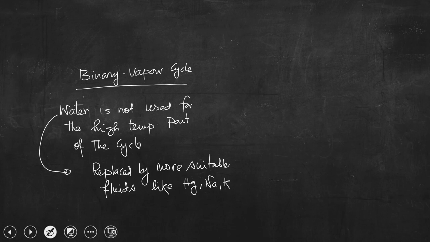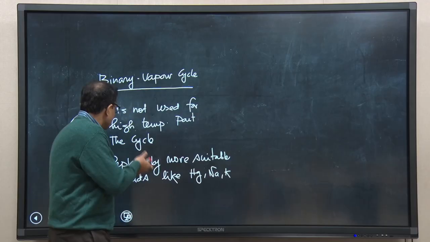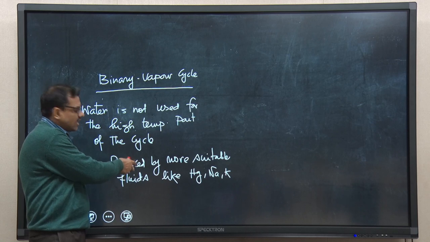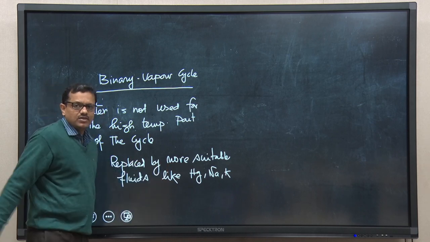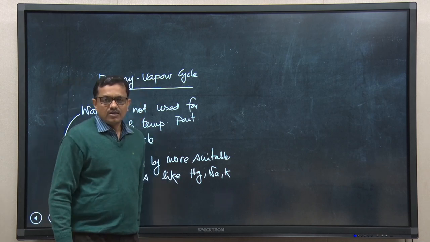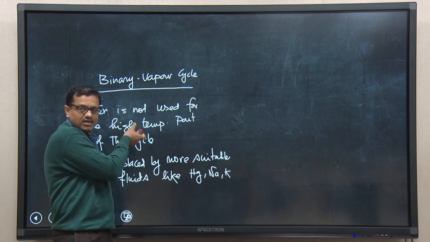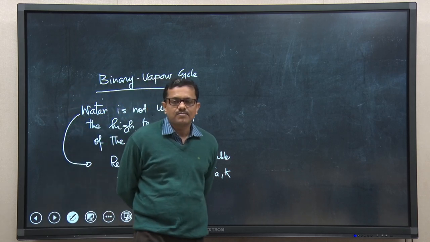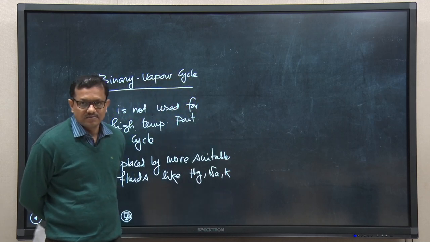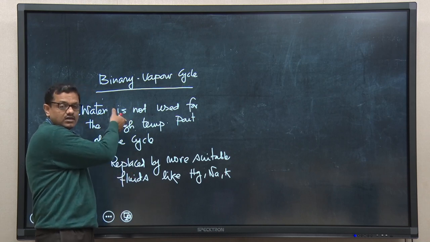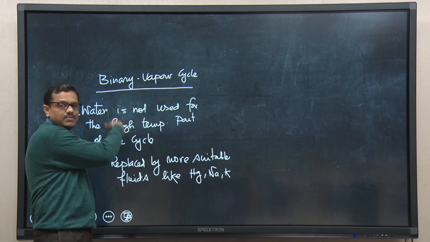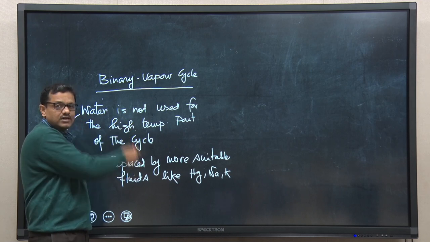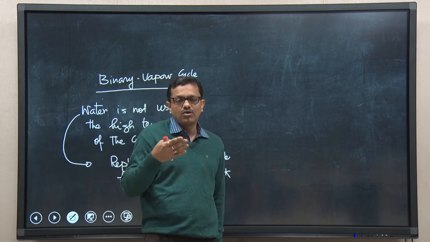You can understand that water will be used again in the low temperature part of the cycle, but for the high temperature part we are using either mercury or sodium, or it may be potassium. In the beginning of this class we discussed properties like high critical temperature, low triple point temperature, high enthalpy of vaporization, and high heat transfer characteristics. Water does not have all these properties at the high temperature part of the cycle, but the same working substance can be used at the low temperature part. Different fluids have different attractive features, but not all of them.